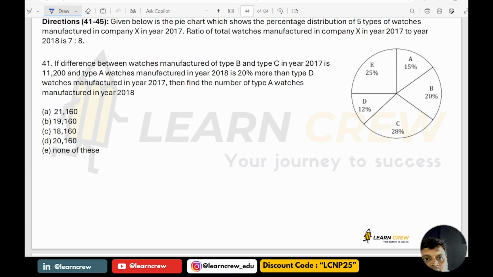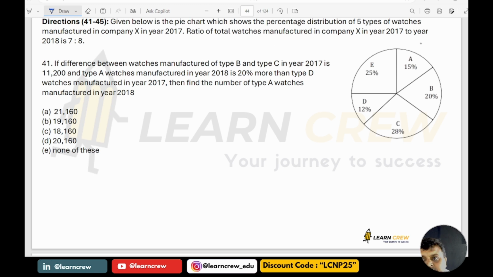Question on DI, a pie chart is given. The pie chart shows the percentage distribution of 5 types of watches manufactured by company X in the year 2017. The ratio of total watches manufactured by company X in 2017 to 2018 is 7 is to 8.